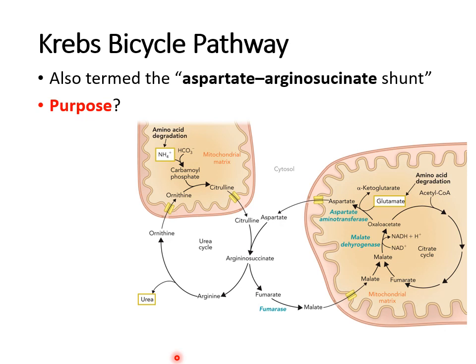And as I just mentioned, the purpose is to connect two cycles, specifically to connect the urea cycle and the citrate cycle. And what you see here is fumarate produced in the urea cycle. So we have the urea cycle here, and you can have the production of fumarate coming off of that urea cycle to then make aspartate. And so you see this here is the bicycle pathway.